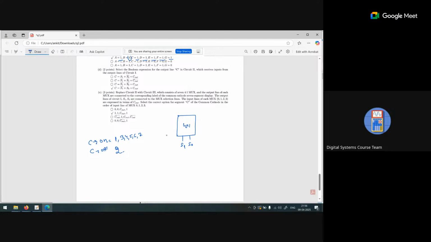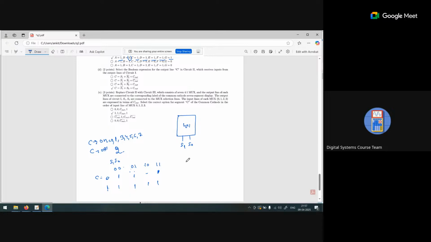So we are taking S1 and S0 as select lines, so it becomes 0 0, 0 1, 1 0, and 1 1. For 0 0 0, it is defined. 0 0 1, it is defined. 0 1 0, which is 2, it is not defined. 0 1 1, which is 3, it is defined. Then 1 0 0, 1 0 1, 1 1 0, and 1 1 1 are all defined.